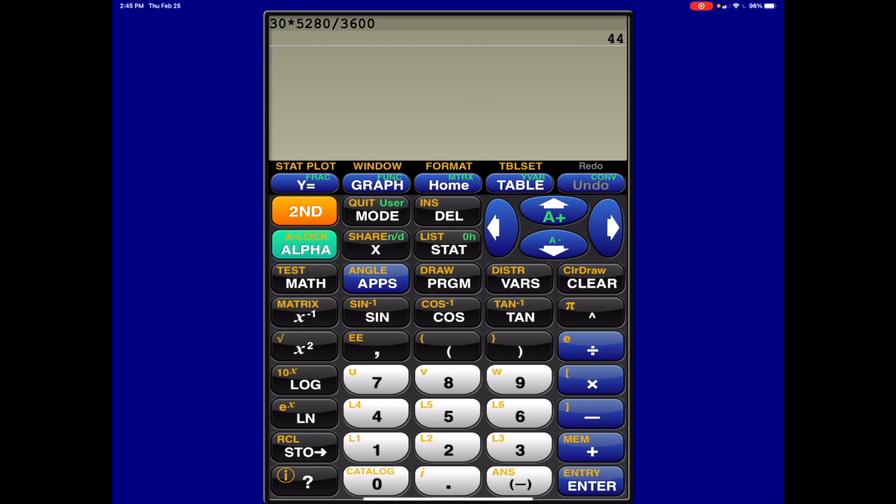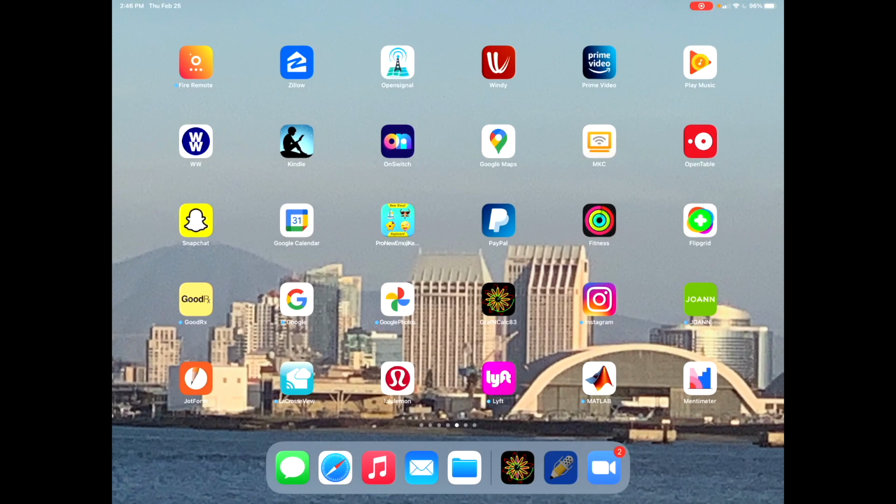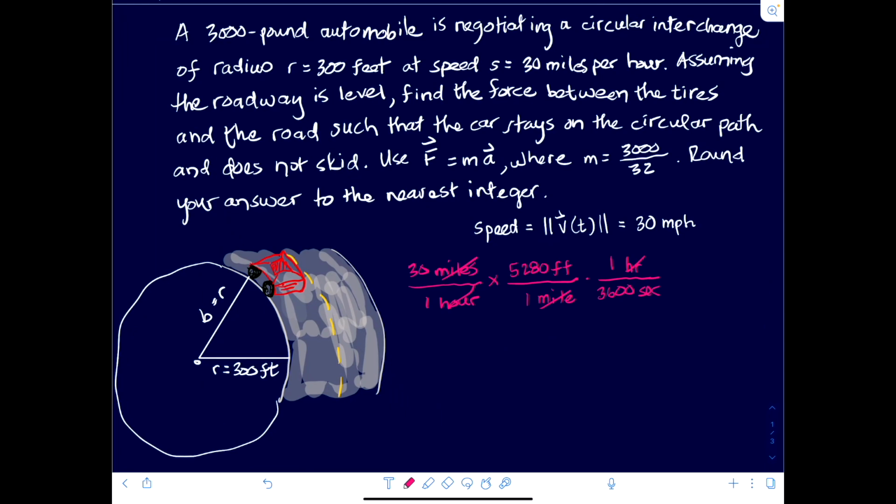And that is 44. And specifically, it is 44 feet per second. Groovy? So from this result, we got that our speed is 44 feet per second. I'll write it up here.